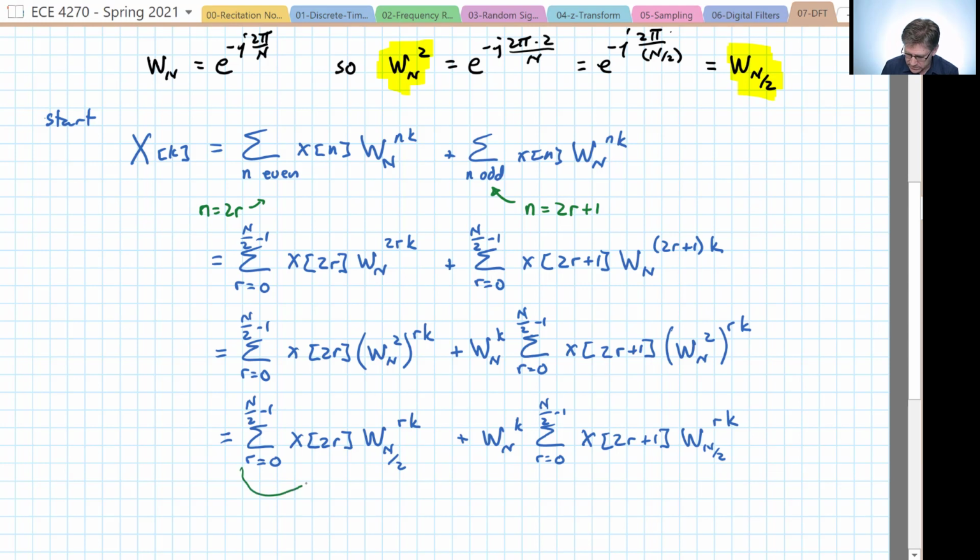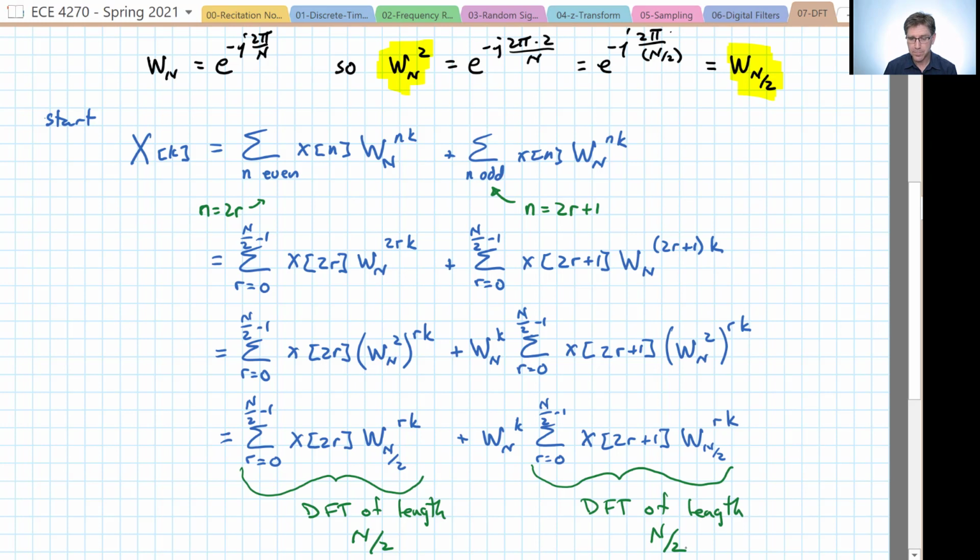Well, this is just a DFT of length N over 2. And this is also a DFT of length N over 2. But, of course, we have that factor out front. So, nothing magical, but we did take a DFT of length N, and we turned it into two DFTs of length N over 2.